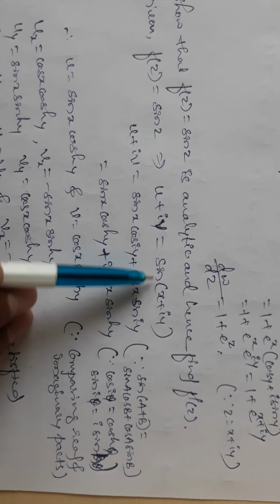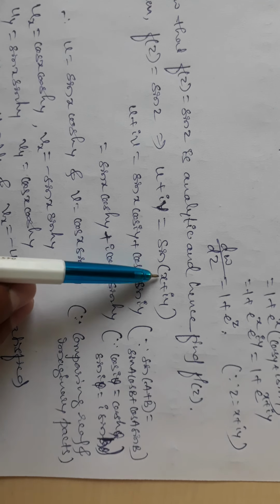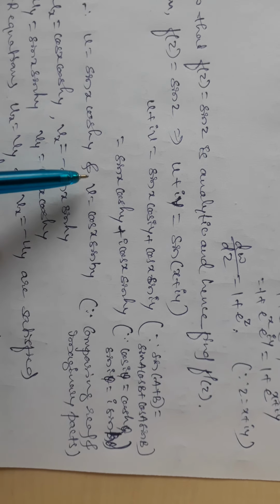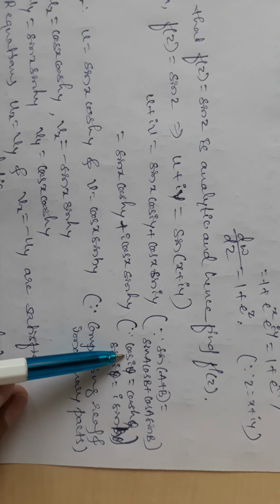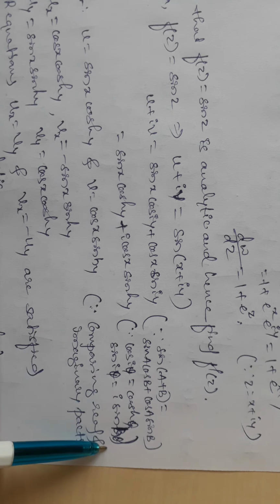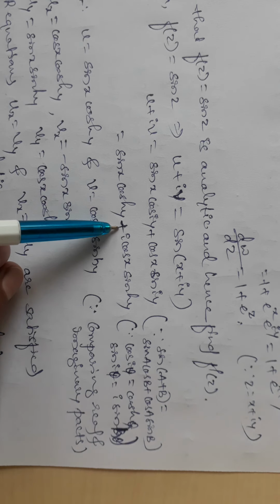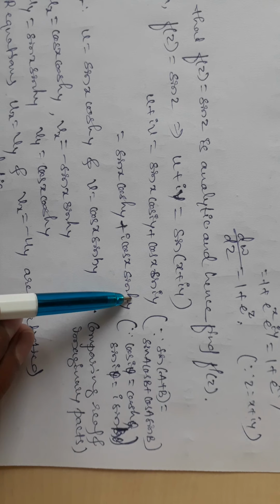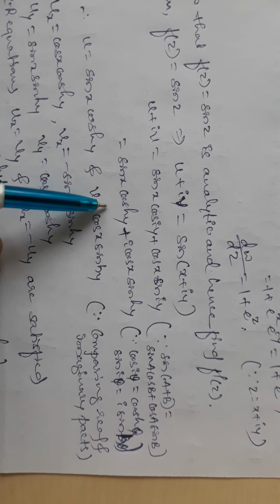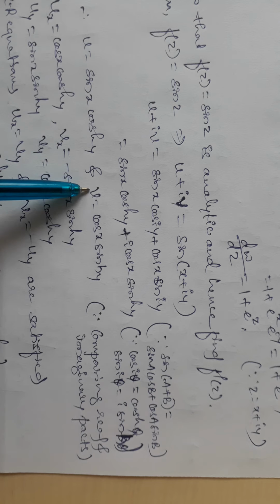Therefore we know that sin of a plus b is sin a cos b plus cos a sin b, therefore sin of x plus iy can be written as sin x cos iy plus cos x sin iy. Now we know that cos i theta is cos hyperbolic theta, sin i theta is i sin hyperbolic theta, therefore sin x cos iy can be written as sin x cos hyperbolic y plus cos x sin iy can be written as i into sin hyperbolic y. Now we can separate real and imaginary parts, therefore u is sin x cos hyperbolic y and v is cos x sin hyperbolic y.